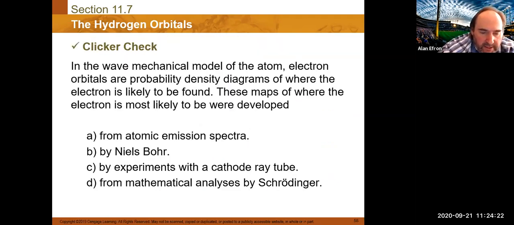All right. So in the wave mechanical model of the atom, electrons are described by probability density diagrams showing where electrons are being found. These maps, where the electrons are most likely to be, were developed by the mathematical analysis of Schrodinger, yes? All his funky equations, a lot of work to tell us that an electron looks like it's in there, or those types of shapes, basically.